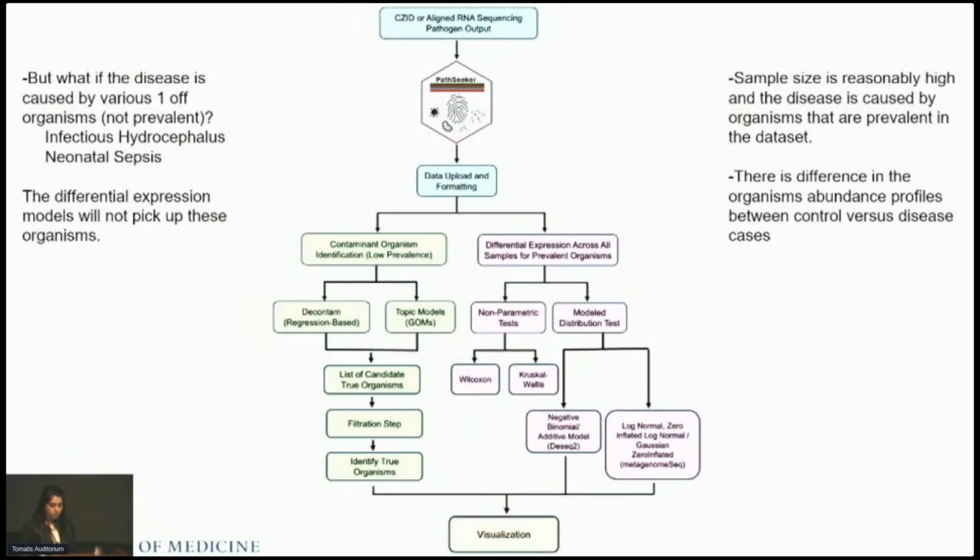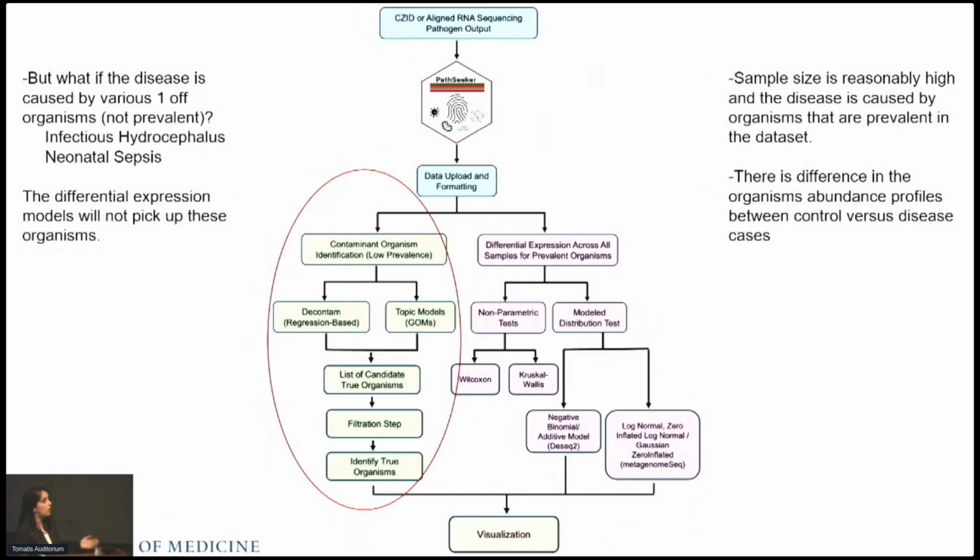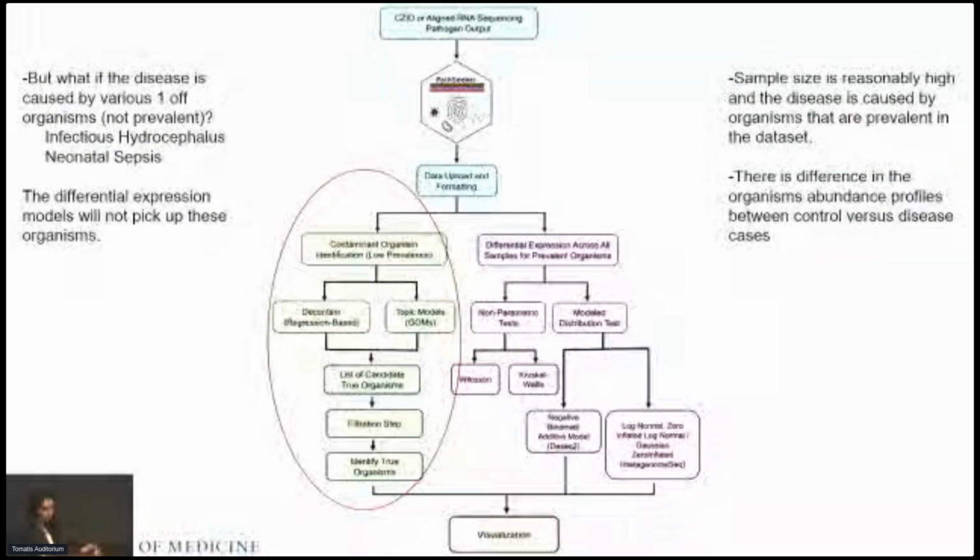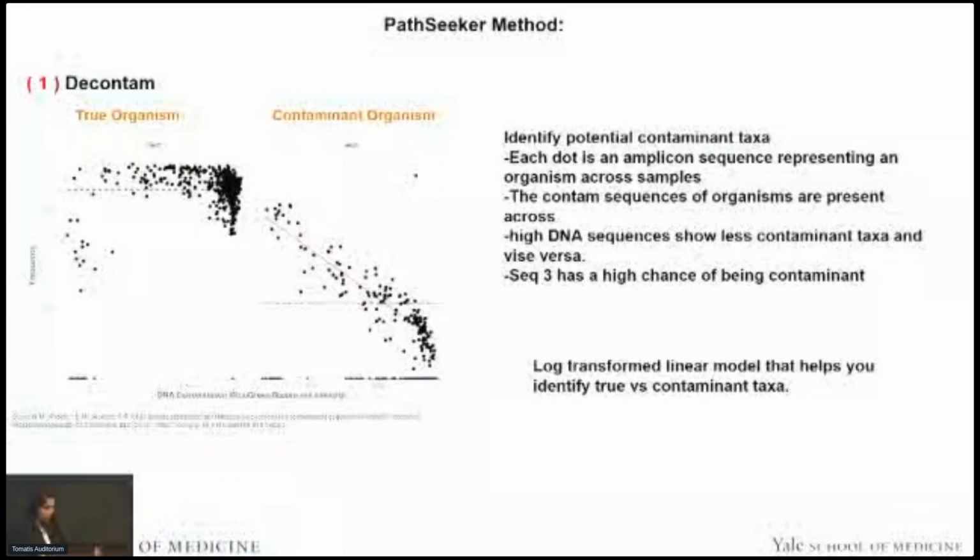So what we recommend in those cases is doing simple steps and some statistical modeling for calling contaminant organisms, followed by other soft filtering, and then identify your organisms and do visualization, which is all possible through PathSeeker. What do I mean by that? I'll give you a brief introduction of decontam. It's not something that we developed for PathSeeker, but the package does support it, and it gives you a little background on how to look at this.